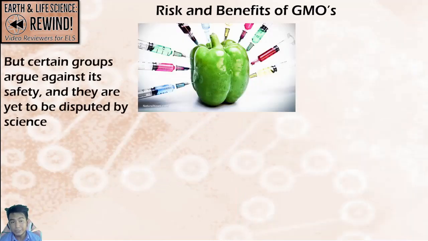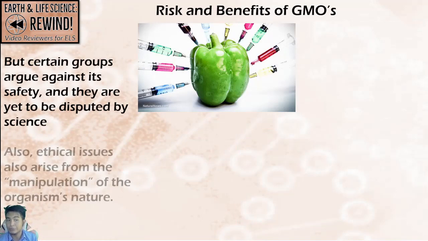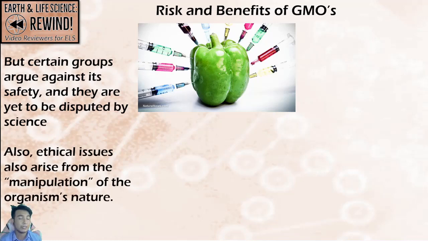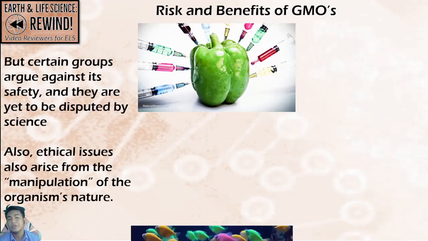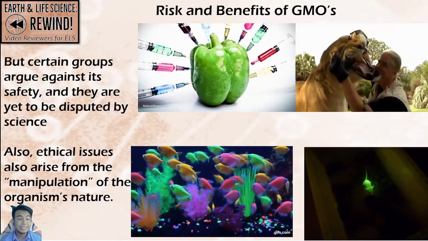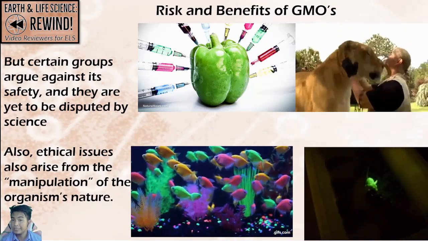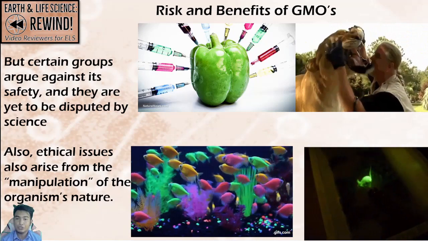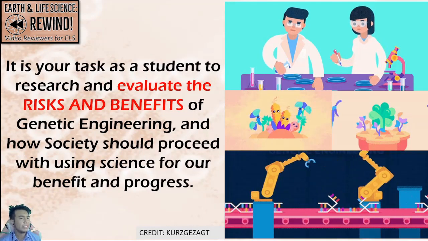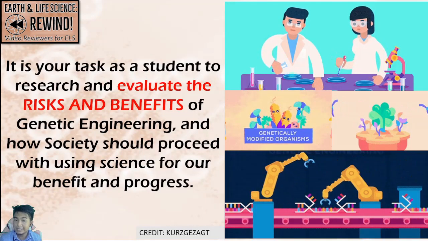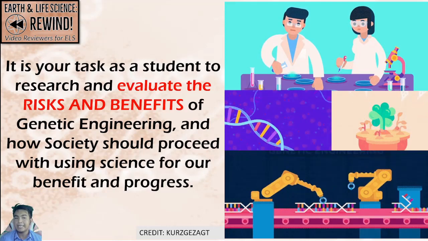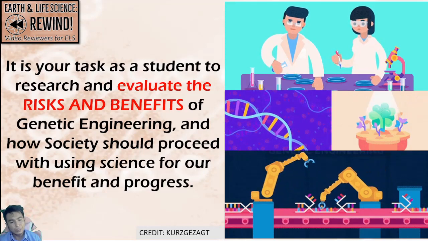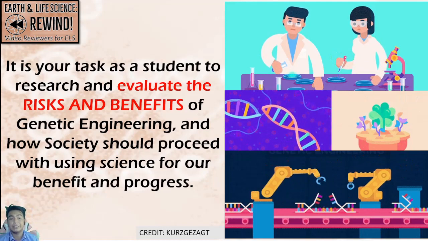But there are certain groups that argue against its safety, and they are yet to be disputed by science. Also, ethical issues arise from the manipulation of the organism's nature. Is it ethical to do these to these animals? Is it acceptable to change their nature biologically? It is your task as a student to research and evaluate the risks and benefits of genetic engineering and how society should proceed with using science for our benefit and progress.